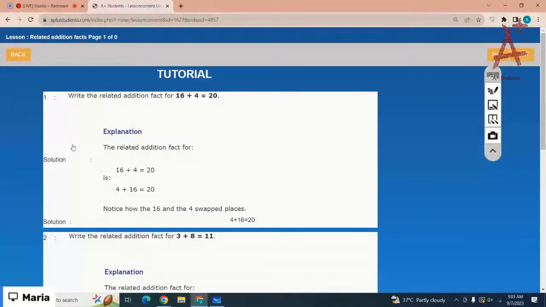So that means if you do 16 plus 4 or you do 4 plus 16, they both have exactly the same answer. That means if you change the position of the numbers, the sum of both the numbers is exactly the same, right? 16 plus 4 or 4 plus 16 equals 20. So the related addition fact is you just have to swap the positions of the numbers, right?